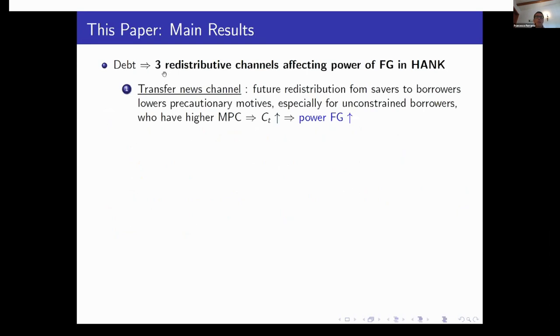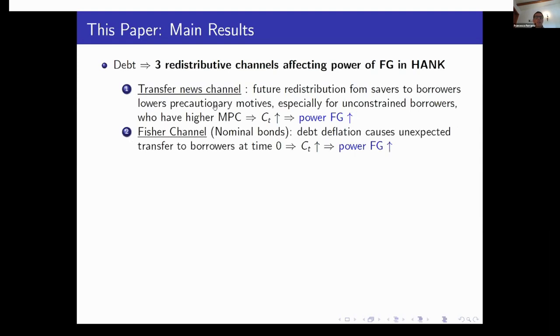First of all, there is what we call a transfer news channel. It comes from the fact that lower future interest rates imply future redistribution from savers to borrowers, which lowers precautionary motives today, especially for unconstrained borrowers. And so this pushes up consumption and amplifies the power of forward guidance. This is the first channel.